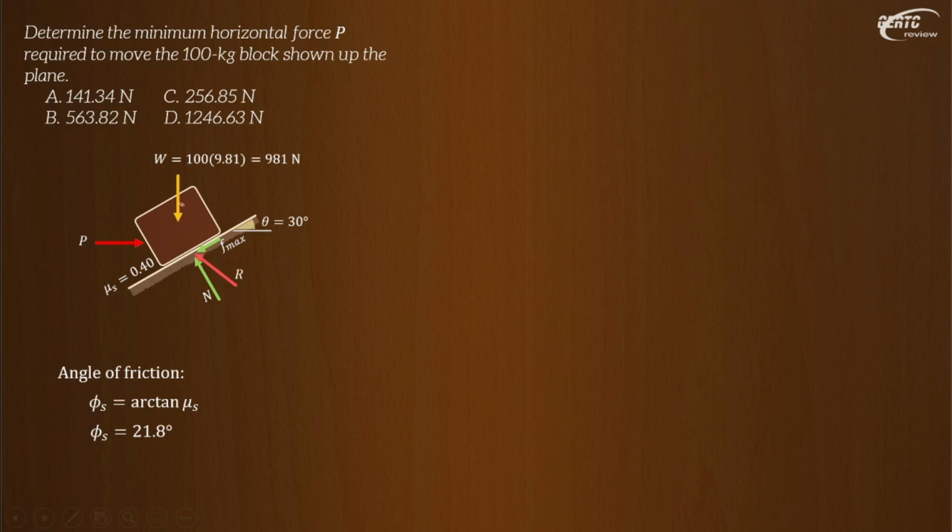Drawing the force polygon, we have W, P, and R. We have here the W, 981, and the P, unknown, and the R. We need the angle. If we can solve this angle here, then we can solve the value of P. Take note, W is given. So what is that angle? Let us call that beta. Here, that angle beta is this one.